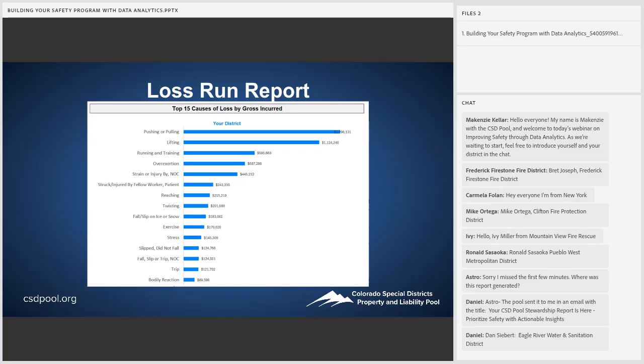Specifically looking at pushing and pulling from 2 ways. If it's costing the district $1.3 million almost over the last 5 years, we want to keep our teammates safe, so we've got to do something to change this. And then kind of thinking back to Lay's report, that loss ratio was over 200% in 2024.